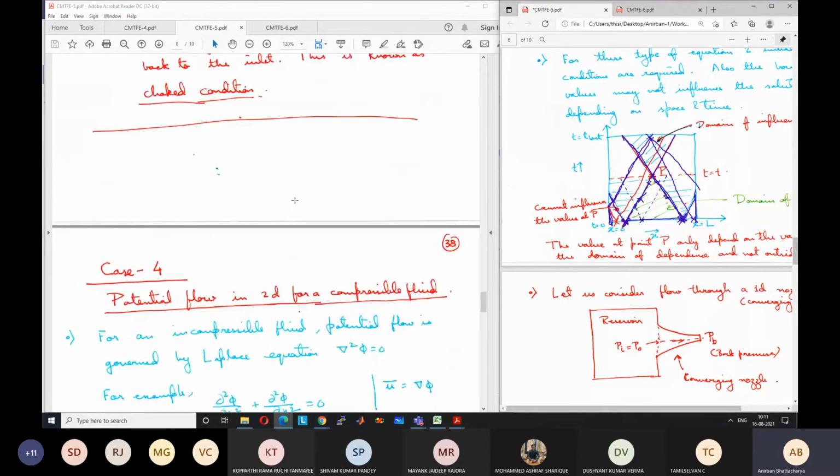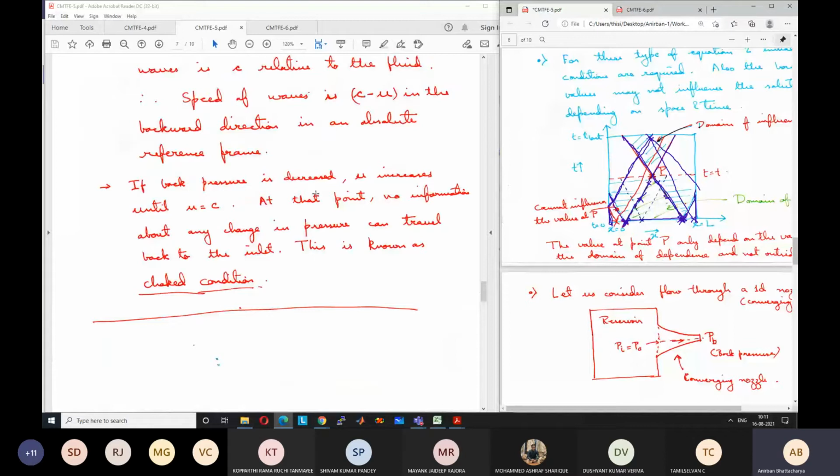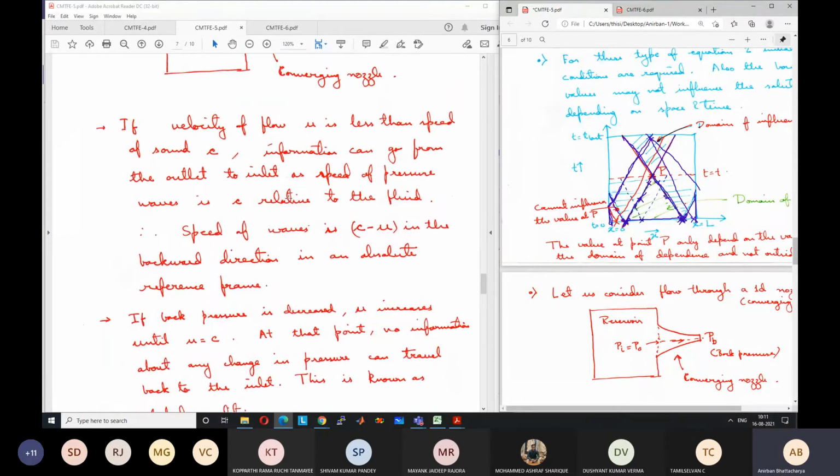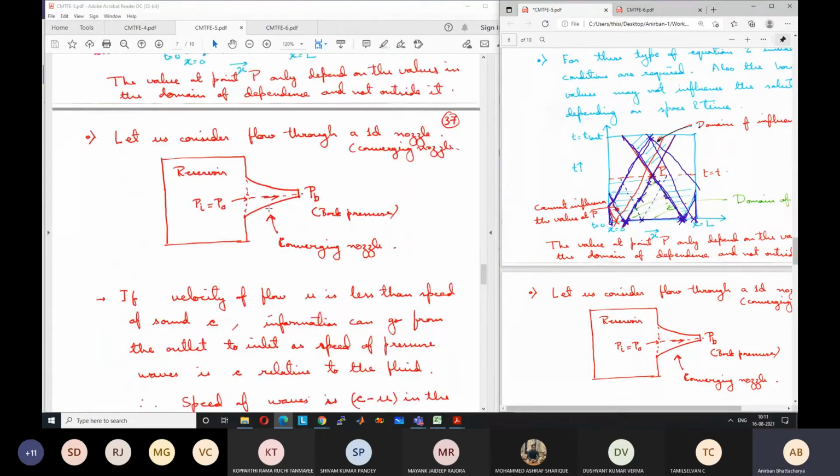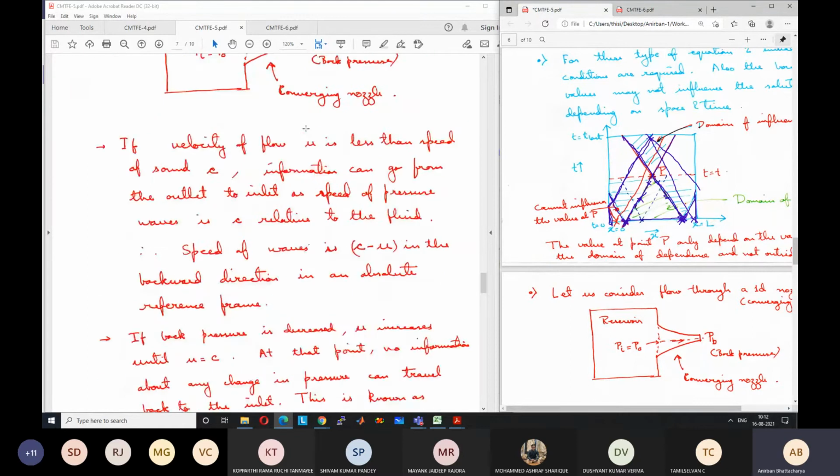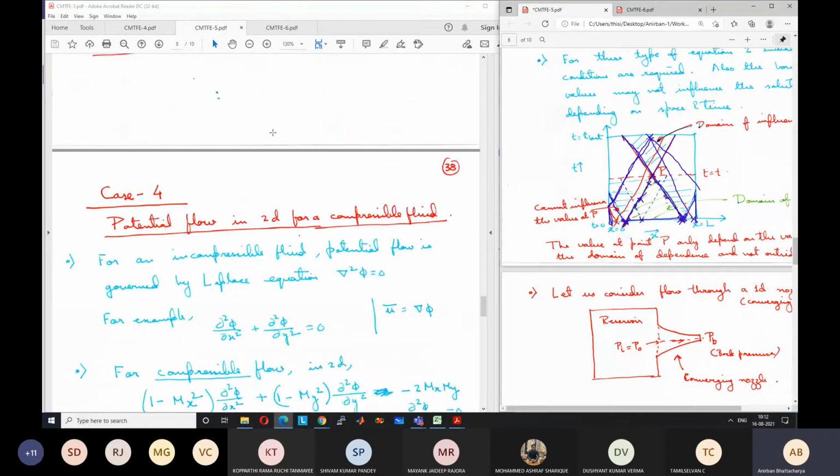So just why I showed this previous example, just to show you that this phenomenon of choking in a nozzle is actually in some way related to the hyperbolic nature, the physical behavior due to the hyperbolic nature of pressure propagation or wave propagation. That's why this choking is occurring. If the information could have traveled at infinite speed, this would not have occurred.